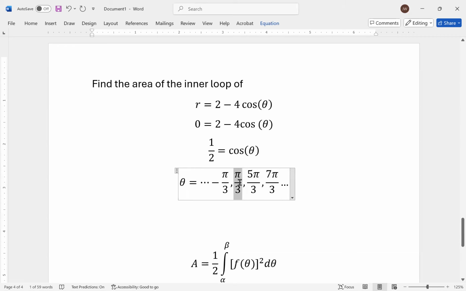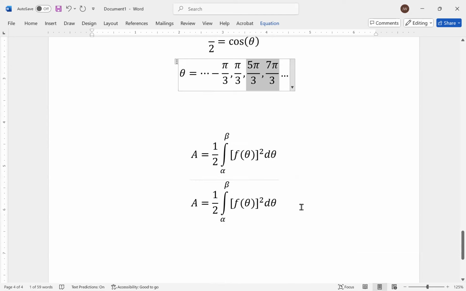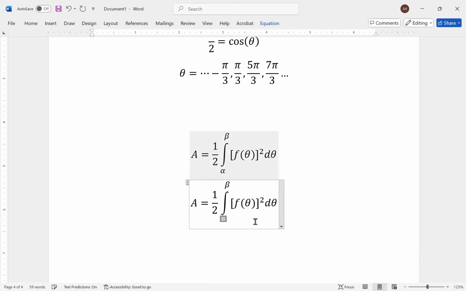By the way, going from pi over 3 to 5 pi over 3, that is not an inner loop. That's going basically around the outside of that loop. So you have to be careful. We want to go around the inner loop. So you go from negative pi over 3 to positive pi over 3, or you start at 5 pi over 3 and go to 7 pi over 3. Either way, we're good to go. So I would use negative pi over 3 to positive pi over 3 as my bounds.